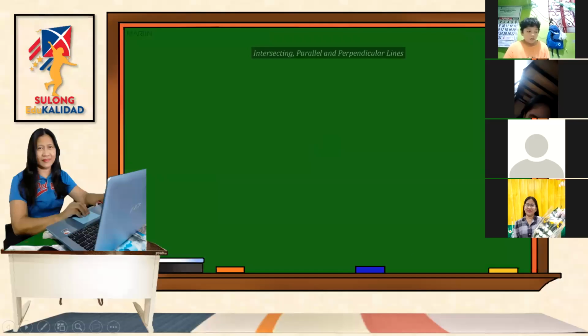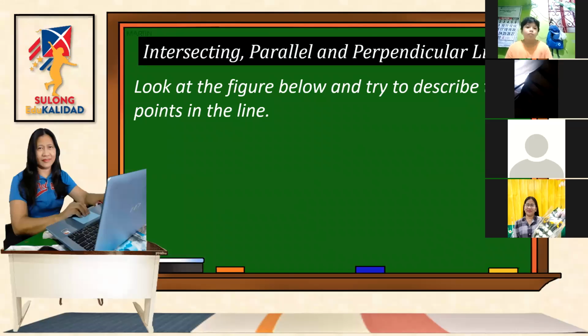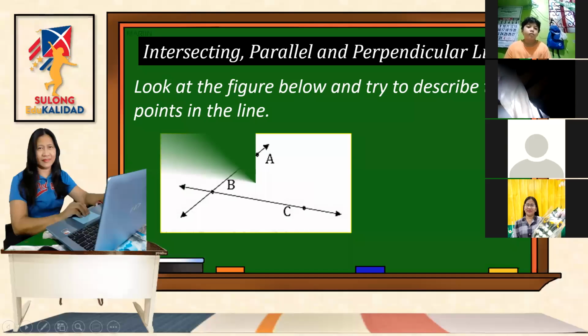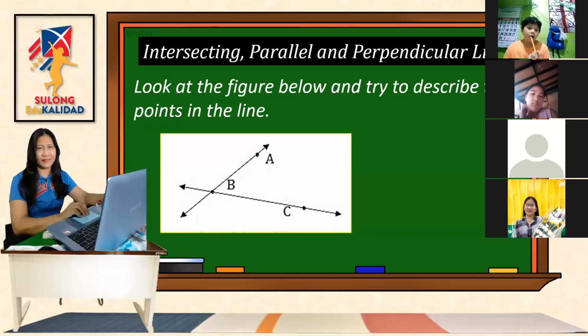So, our lesson is intersecting, parallel, and perpendicular line. You listen first. Wala muna magsusulat, ha? Eyes on the screen. Do you see the figure? How many lines do you see? 2 lines.